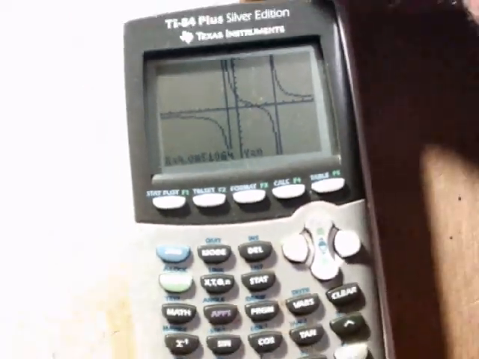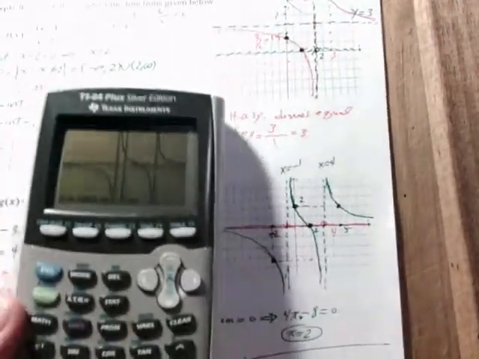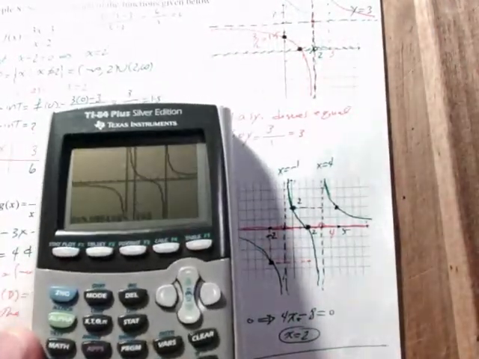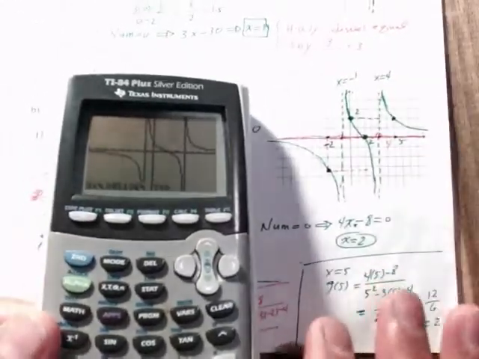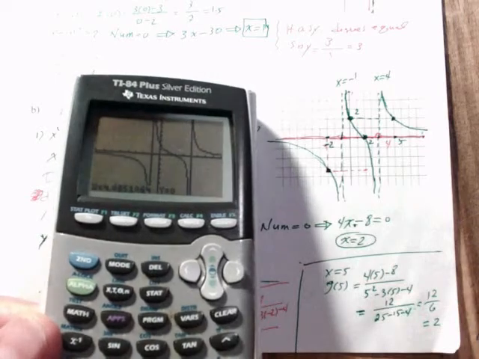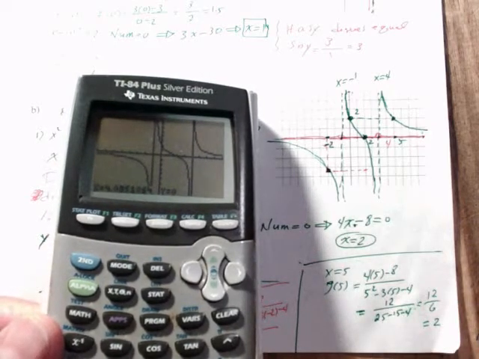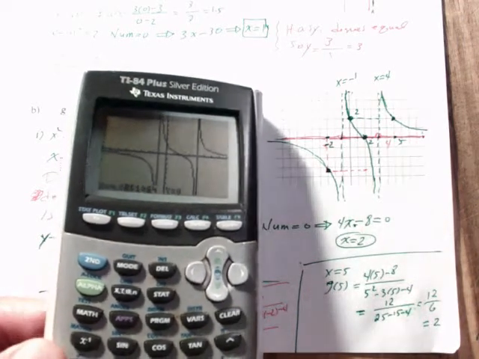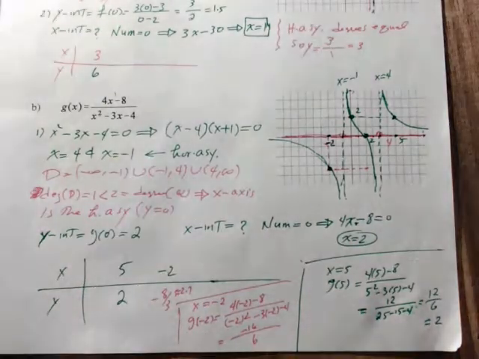exactly like the one I got on my paper. You see, this is what I have on paper, and this is what I have on my graphing calculator. Okay. So let's do one more example, and then we are done with this section.